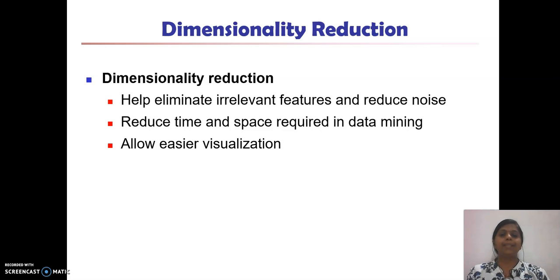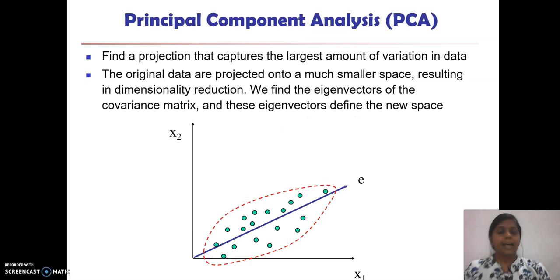Dimensionality reduction eliminates irrelevant features. Say I have a data set where some of the columns are not playing a major role in predicting or in the data analysis. Such irrelevant features increase the size but are not important. Reducing those features reduces the time and space required for data mining. This is what dimensionality reduction does, and it helps in easier visualization. As I said, there are different techniques. One such technique is principal component analysis.